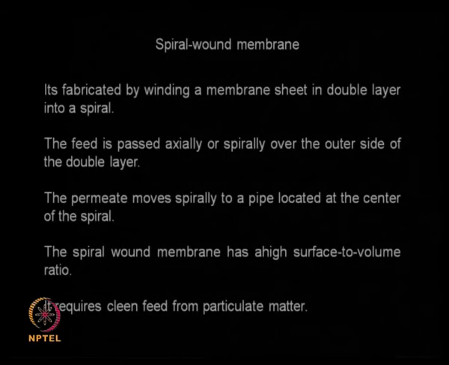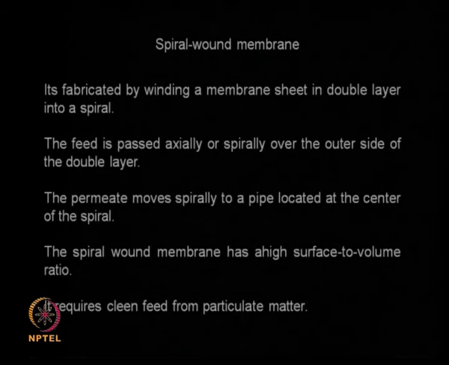And another design is your spiral wound membrane. So how do you do it? You have a fabricated wound of a membrane sheet in double layer into a spiral. So you get it like a spiral. The feed is passed axially or spirally over the outer side of the double layer, okay. So the permeate also moves spirally to a pipe located at the center of the spiral. So the liquid flows in a spiral manner, so we get a very large surface to volume ratio.